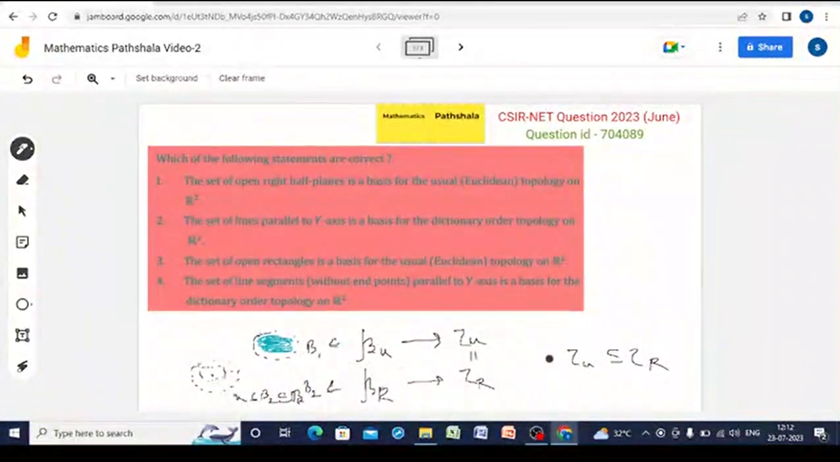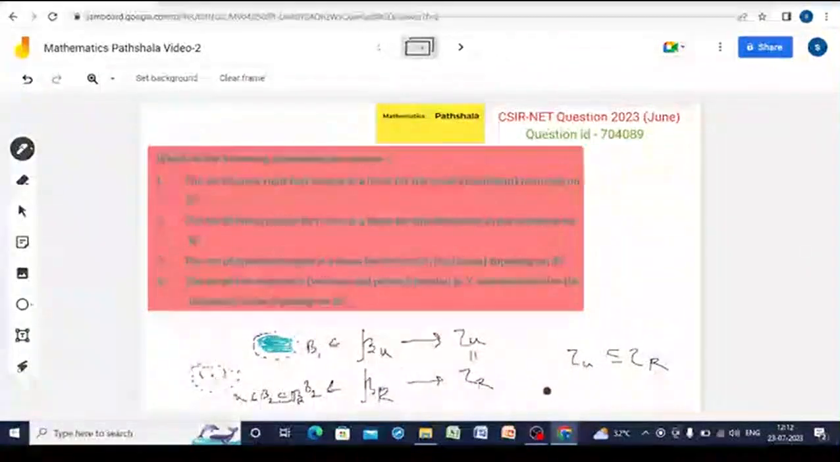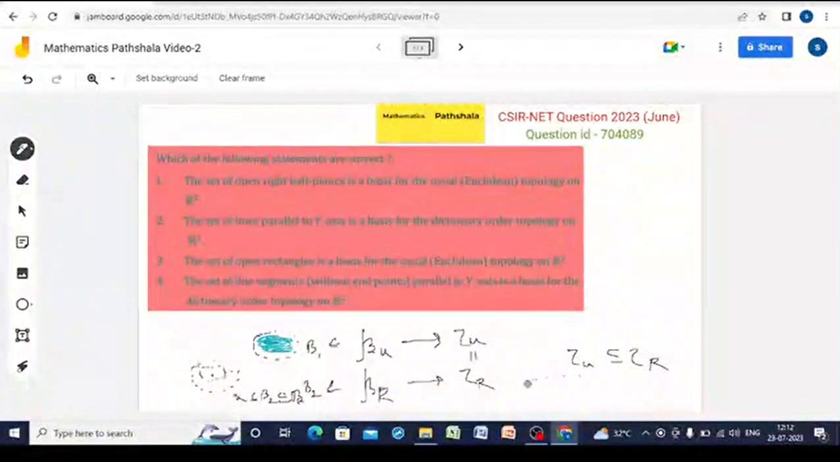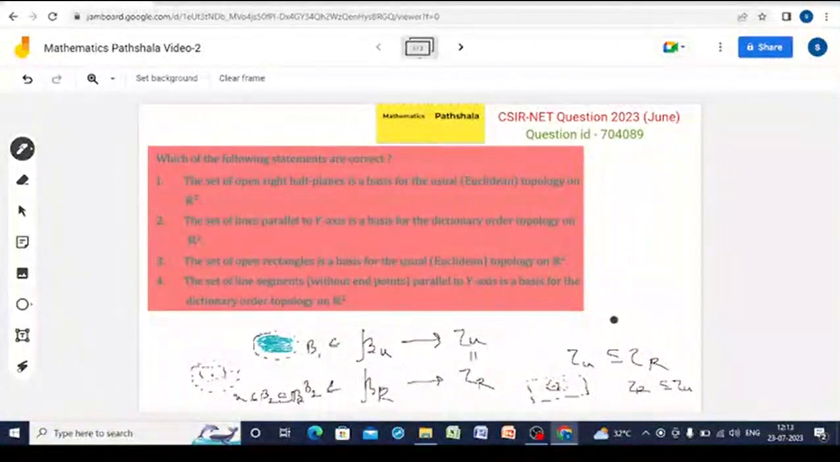And in exactly a similar manner, if we take an element of script BR, that means an open rectangle, and any element y from here, then we can easily find an open disk which lies entirely in this open rectangle. That means this script BU generates the larger topology. So tau R is a subset of tau U. So we have tau U equal to tau R.